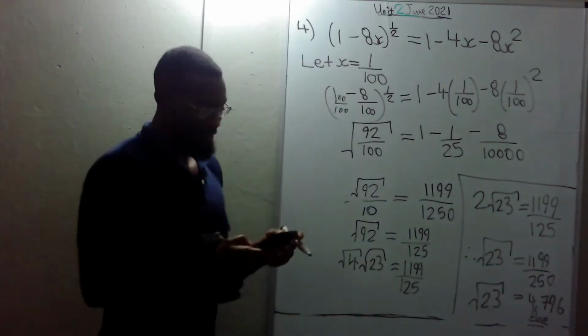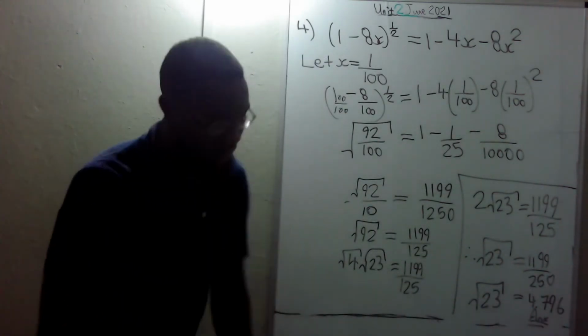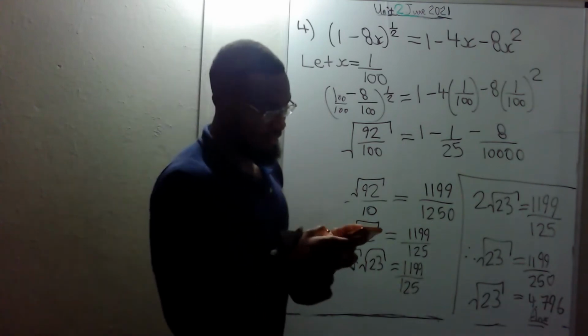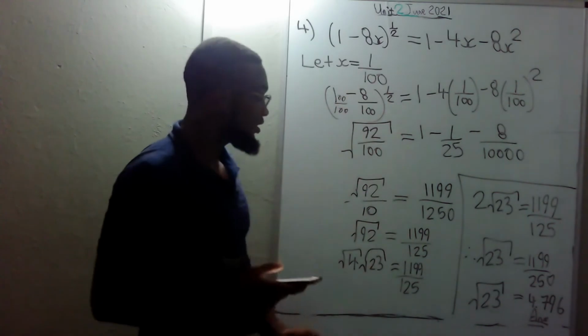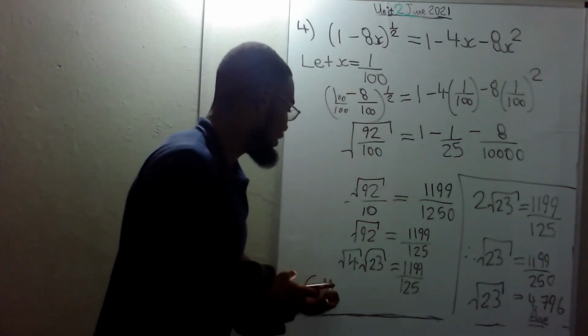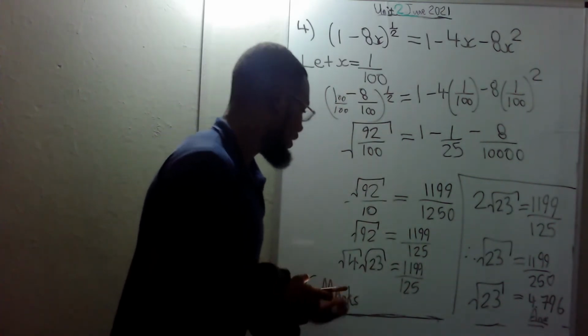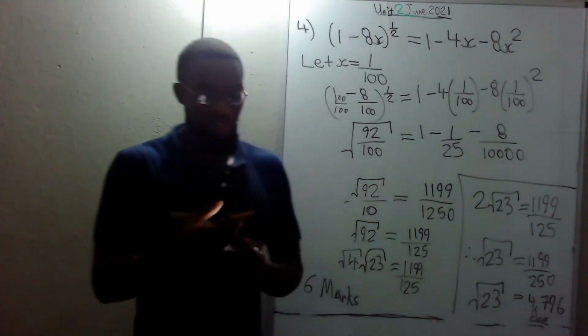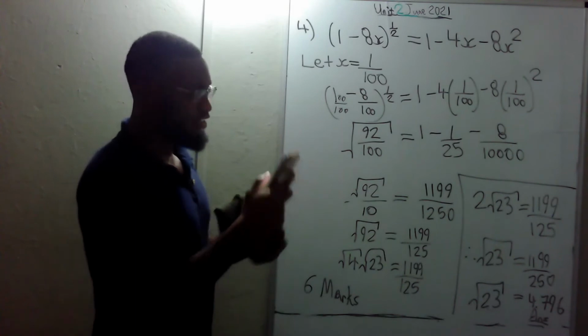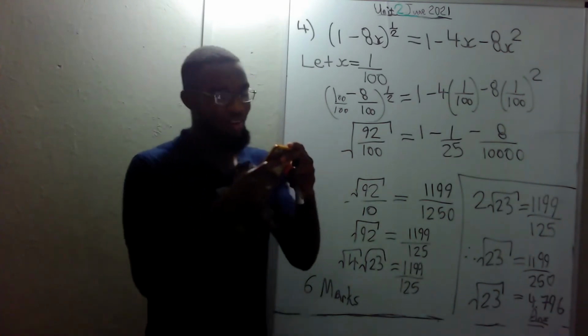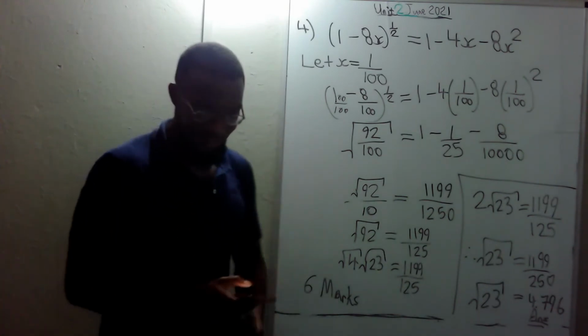How many marks do they give for this? Probably 4. They gave 6 marks for this. We get 6 marks. Whoa. We got 6 marks and we didn't really do anything. So that takes care of part A for number 4. Nice.